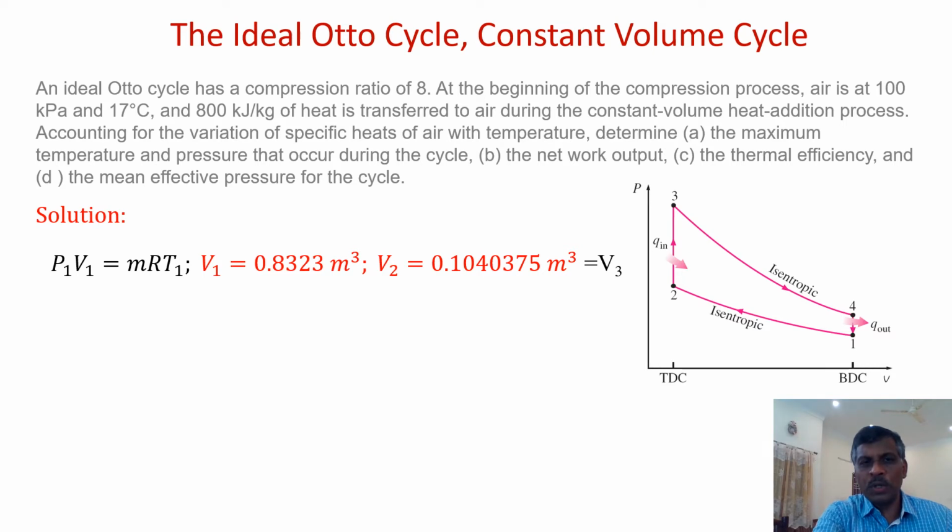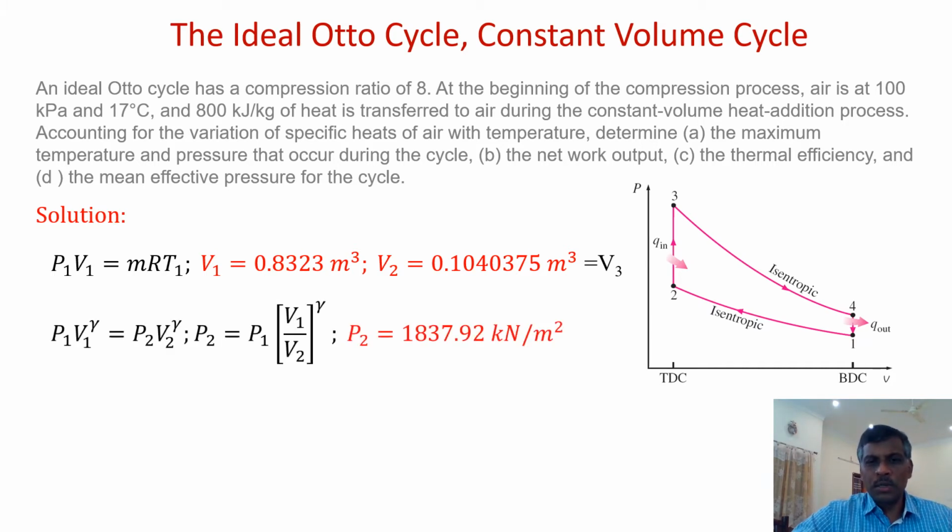So V1 is found out. V1 by V2 is equal to 8, so you can calculate V2 also. V2 is V1 by 8. So you'll get both the values of V1 and V2. Then you can move on to find out P2.